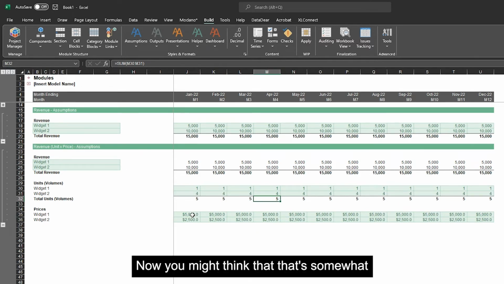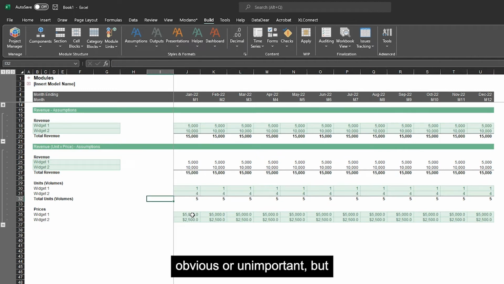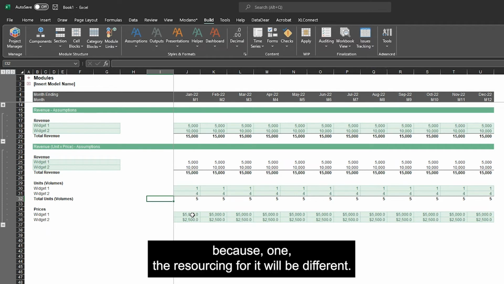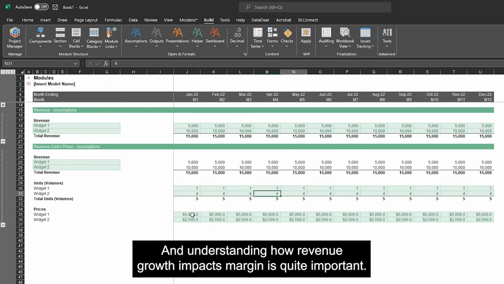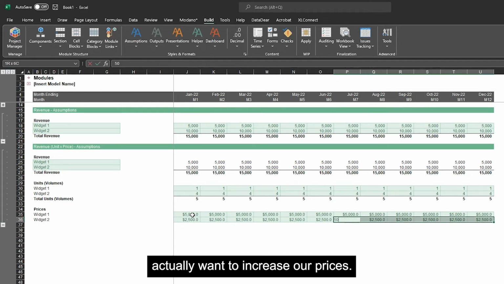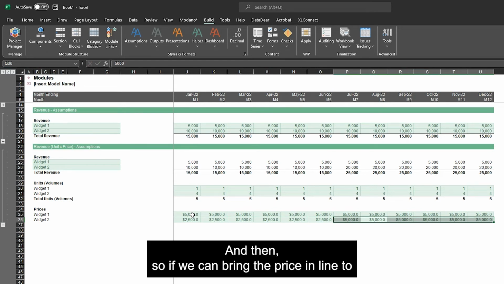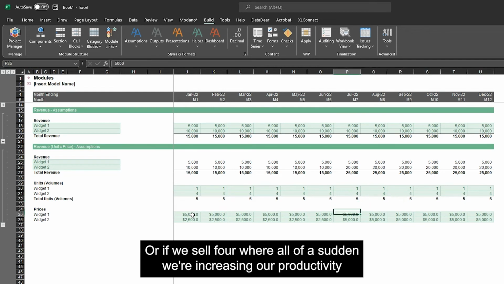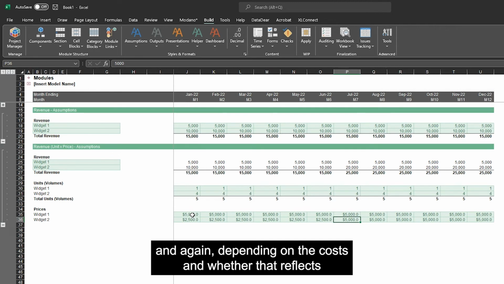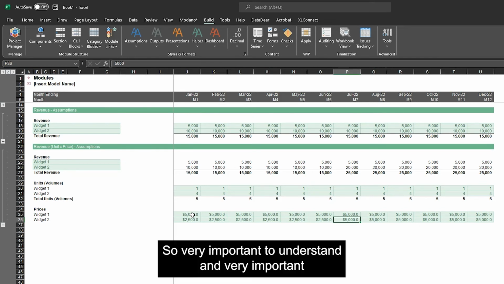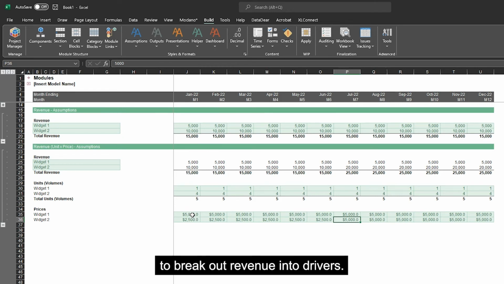Now, you might think that that's obvious or unimportant, but when you're trying to explain the business model and how your business operates, it's important to be able to distinguish your different revenue lines, because the resourcing for each will be different, the margins for each line might be quite different, and understanding how revenue growth impacts margin is quite important. For example, from July through to December, we might want to increase our prices, and if we bring the price in line with widget one, we might only need to sell two of them to get to the same revenue figure. Or if we sell four, all of a sudden we're increasing our productivity. Depending on the costs, we might also be increasing margins as a percentage. So it's very important to break out revenue into drivers.